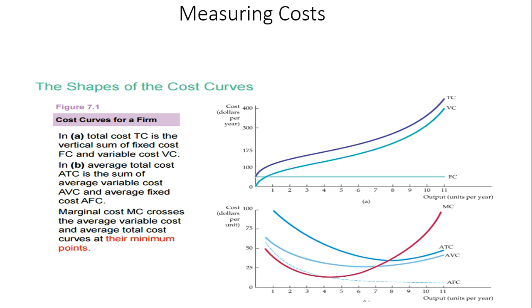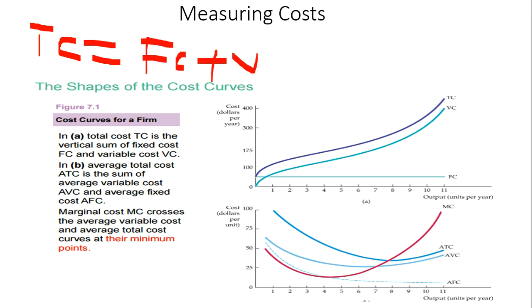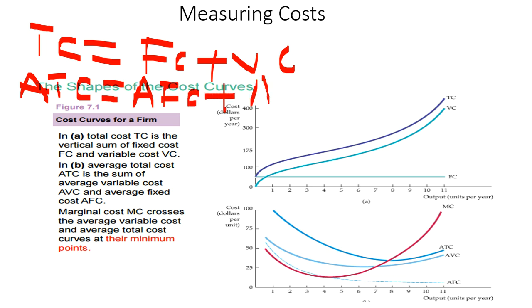In B here, this one is the average total cost. The average total cost is the sum of average variable cost and average fixed cost. I think we've talked about this: since total cost is equal to fixed cost plus variable cost, then it makes sense to say average total cost is equal to average fixed cost plus average variable cost.